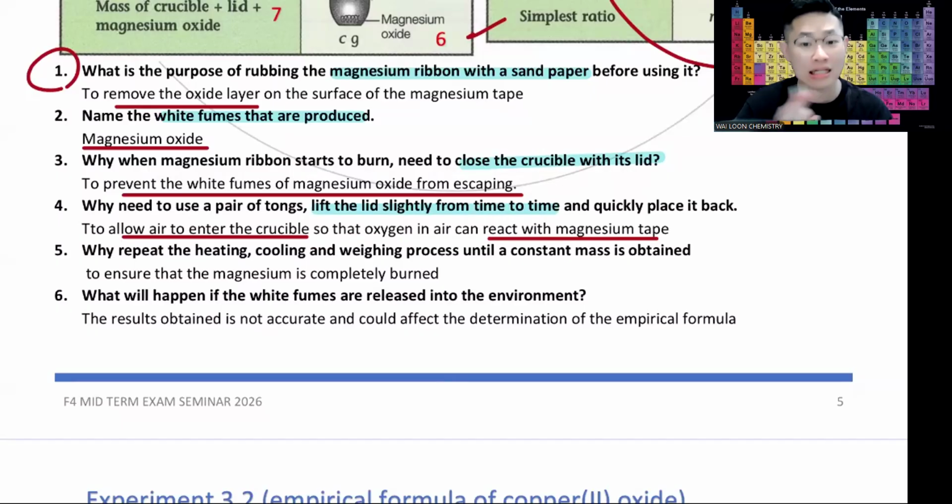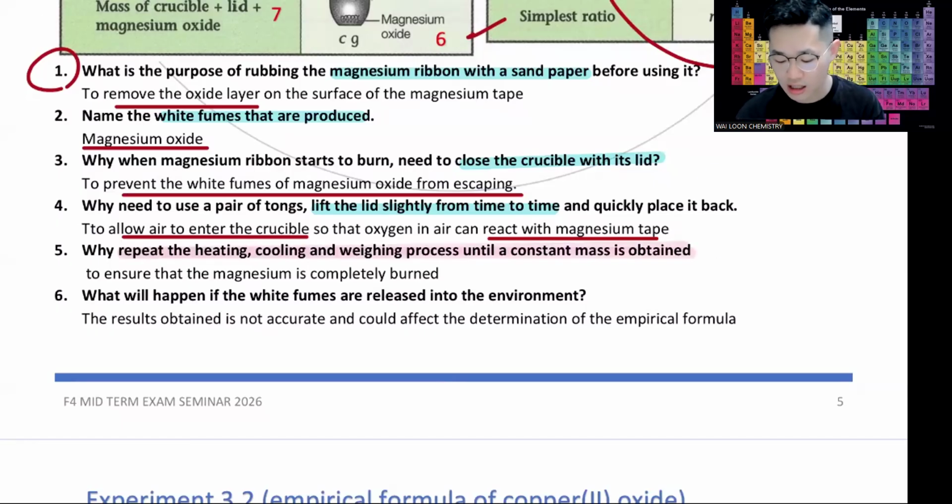Lastly, why repeat the heating, cooling, and weighing process until a constant mass is obtained? Sometimes the way they ask you this question will be the other way around. In this case, they are asking you, why do we have to repeat some process? It's like repeating the experiment.